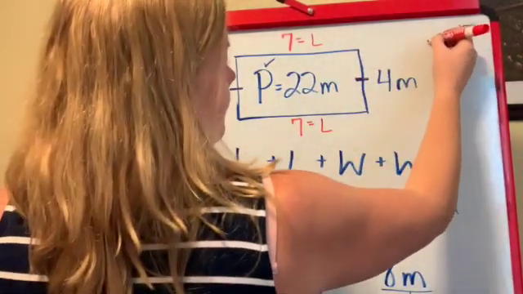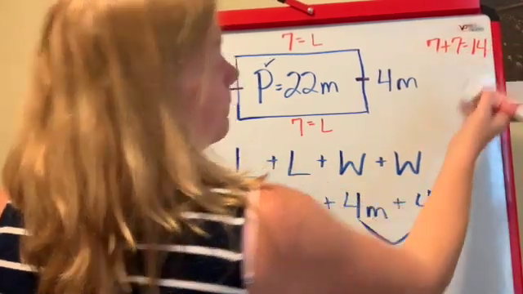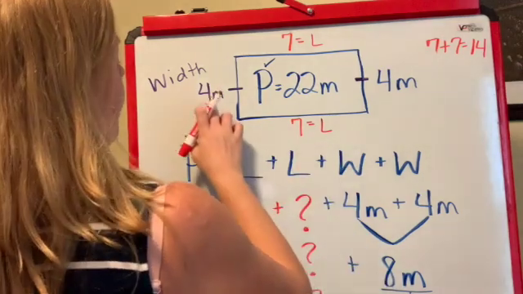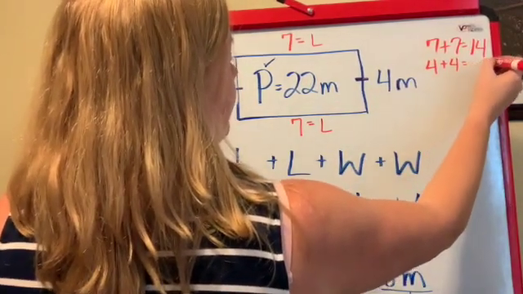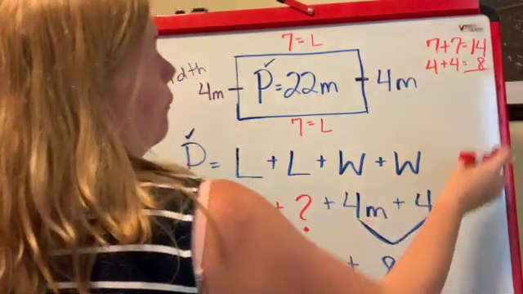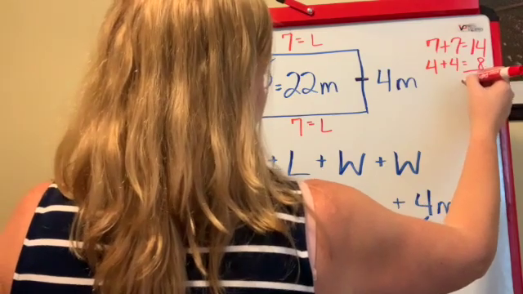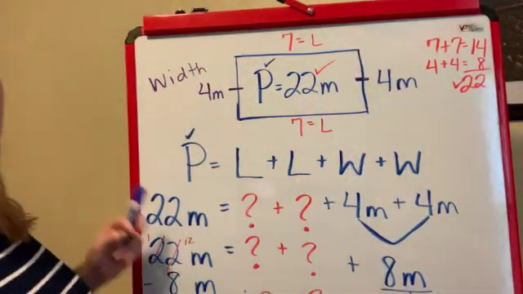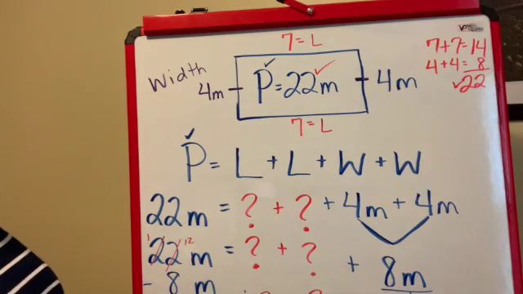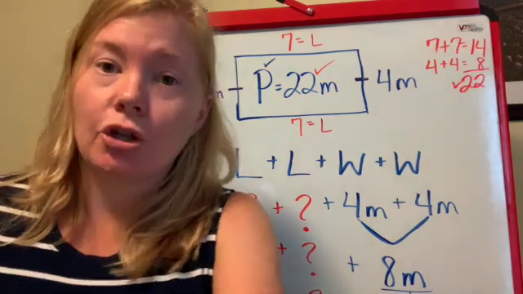7 plus 7 is 14, right? 4 plus 4 is 8. 14 plus 8 is, yep, 22. Did that work? Yes, it worked. All right, my friends, this is a difficult concept for many, many students.